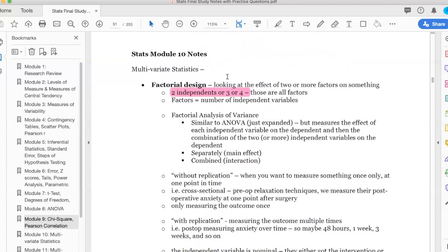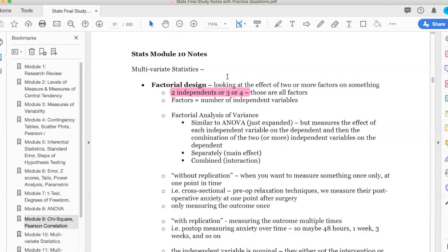Okay, so when we're talking multivariate statistics, people get really confused with this because they say, well, we were already doing multivariate because in our ANOVA we had 3 categories. But what we're talking about here is multiple variables. What we had in ANOVA was 2 variables, but the independent variable was separated into more than 2 categories, so we had to do an ANOVA, okay?